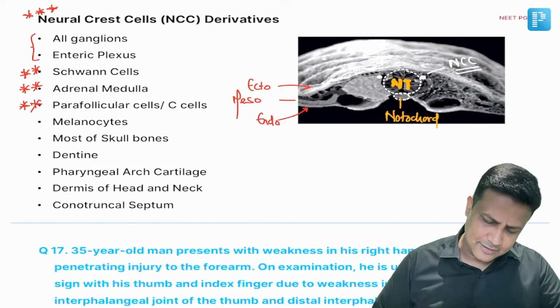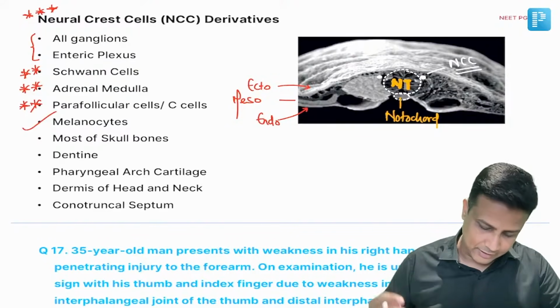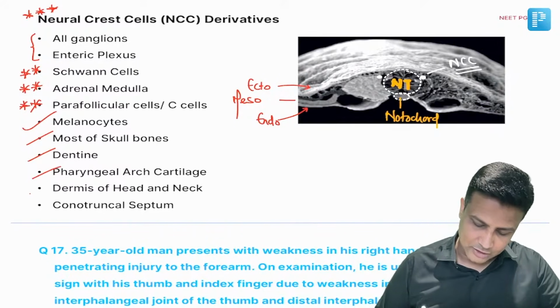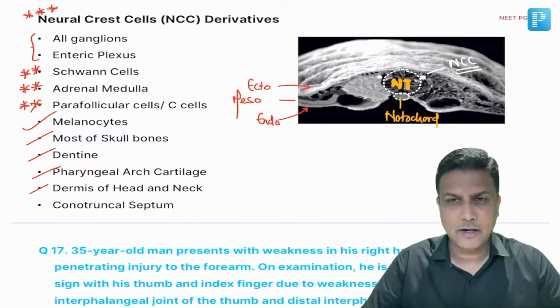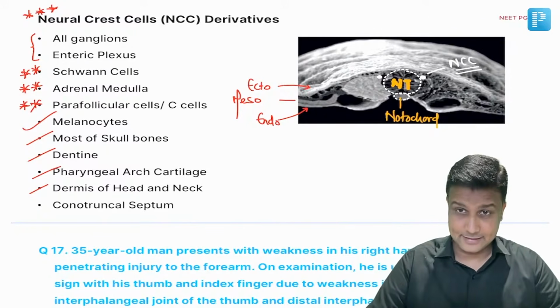Then remember, neural crest cells are also going to form melanocytes, and then in the head and neck part, they're like most of the things form. I mean to say the most of the skull bones, the dentine, the pharyngeal arch cartilages, and even the dermis of head and neck part, all these are derived from neural crest cells.